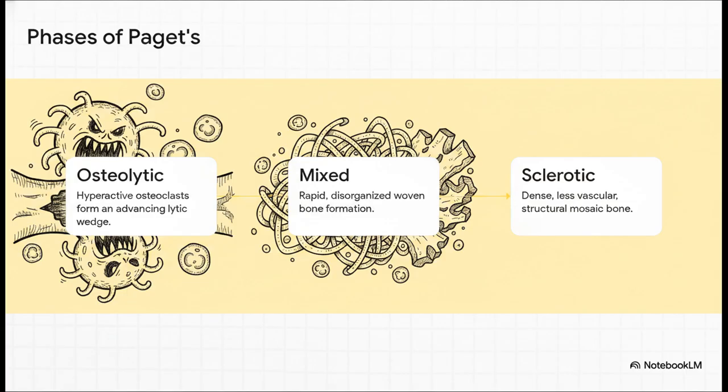Then we enter phase 2, the mixed phase. The bone-building osteoblasts basically panic and try to overcompensate. They recruit massively and start laying down this rapid, disorganized woven bone instead of strong lamellar bone. It creates a sort of structural mosaic. Finally, there's phase 3, the sclerotic or burned-out phase. The resorption slows way down, leaving behind bone that is dense, poorly vascularized, and honestly structurally super weak.